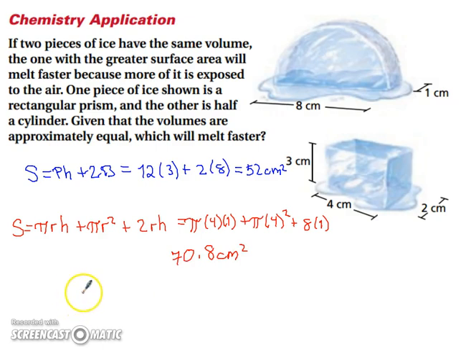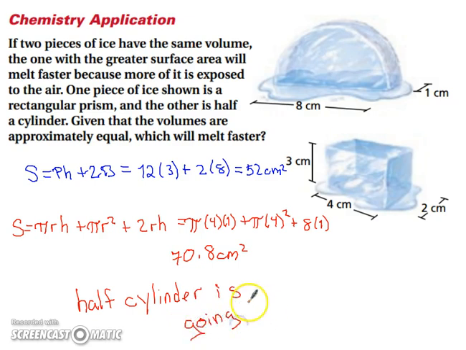So therefore, our half a cylinder is going to melt faster. And that concludes our lesson on surface area of prisms and cylinders.